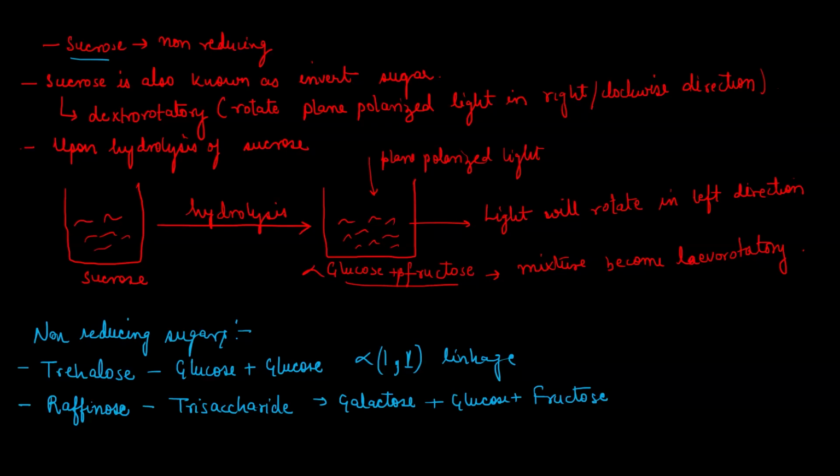Okay, so this is about the structure of disaccharides. We have seen the structure of monosaccharides and three major disaccharides, that is maltose, lactose, and sucrose. And we saw that in all three, there are different kinds of linkages or glycosidic bonds. Next, we'll study the polysaccharide structures.